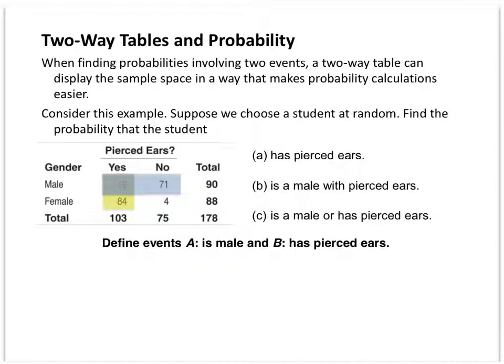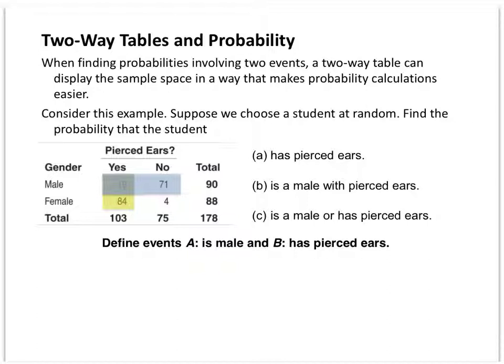Okay, this is a classic way that the AP Stats exam will ask about probability questions in what is called a two-way table. A two-way table is a way of organizing information. So in this situation, you have a two-way table organized by gender and whether they have their ears pierced or not. Okay, so the question is, suppose we choose a student at random. Find the probability that, the first question is, that that student actually has pierced ears.